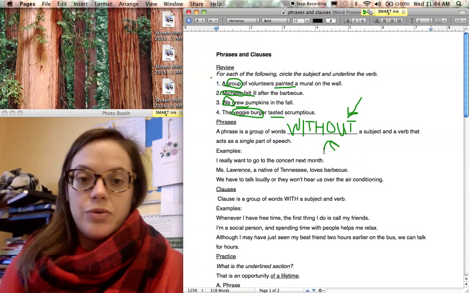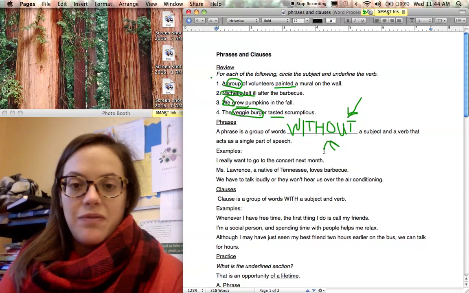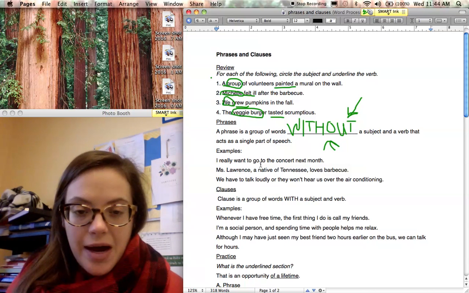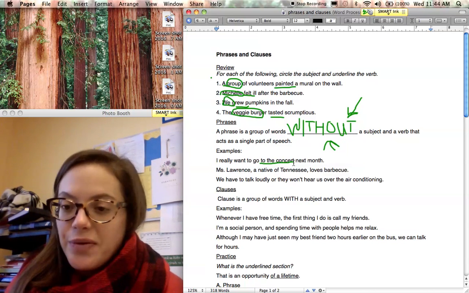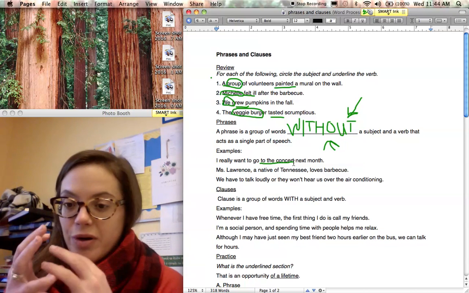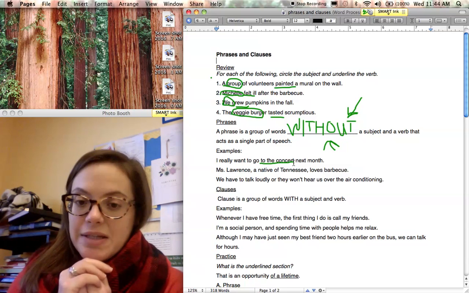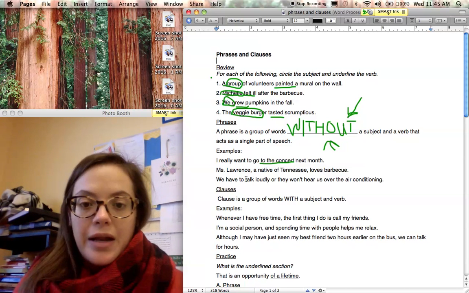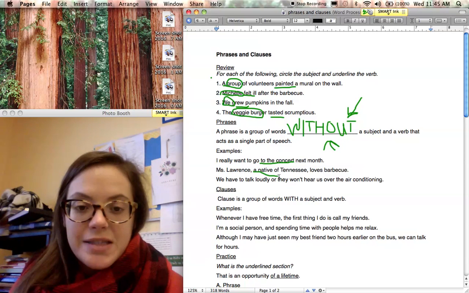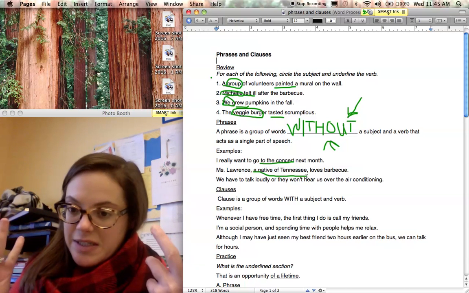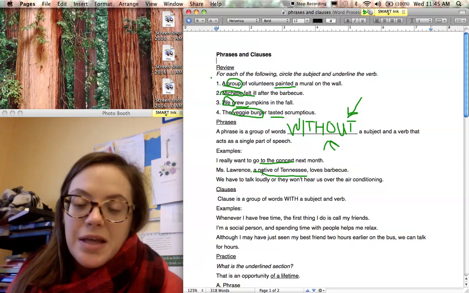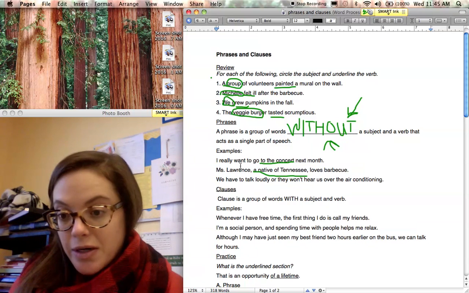Okay. So, examples. I really want to go to the concert next month. So, we have a number of phrases in here. So, for example, to the concert, that's a type of phrase we've talked about before. That's a prepositional phrase. Okay. So, it's just a group of words that's all kind of acting together, in this case, telling us where we're going. All right. Miss Lawrence, a native of Tennessee, loves barbecue. So here, I have another phrase in the middle, and we see it set off with commas, which we'll often see with phrases. And here, it's just a group of words that's acting like an adjective. It's describing Miss Lawrence.